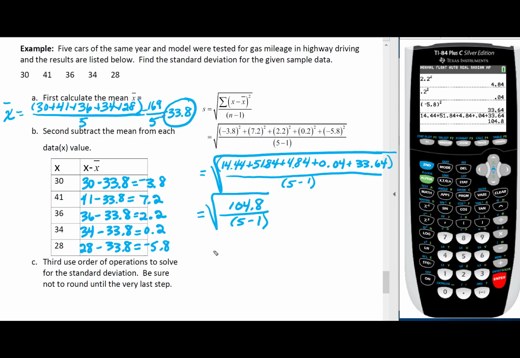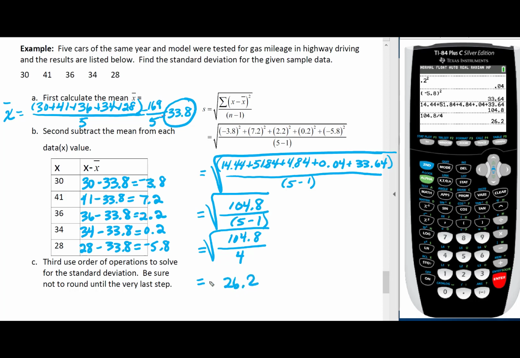Now the subtraction. 5 minus 1, I can do that in my head, is 4. Leave the 104.8 on top. Because we still have square root and division, the next operation is division. So let's do that division here. Take 104.8 and divide that by 4, hit enter, and that is 26.2.